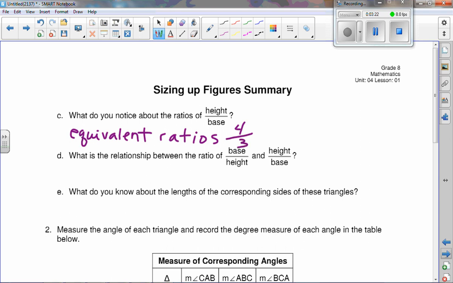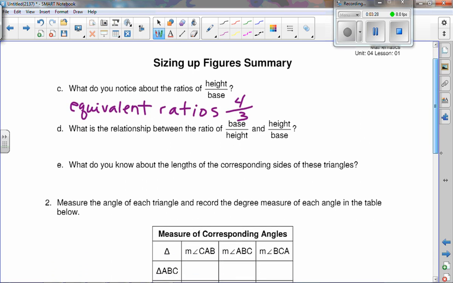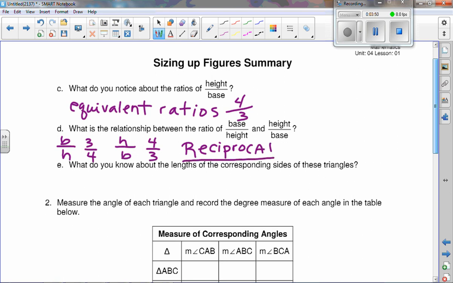Okay, D. What is the relationship between the ratio of base to height and height to base? And we're going to introduce a new term. These are reciprocals of each other. Whenever you can take a fraction and flip it over, it is a reciprocal. So the ratio of base to height is 3/4, while the ratio of height to base is 4/3. These are also called inverses because if you multiply them, you get 1. If we multiply 3/4 times 4/3, we would get 1. Therefore, it is an inverse.